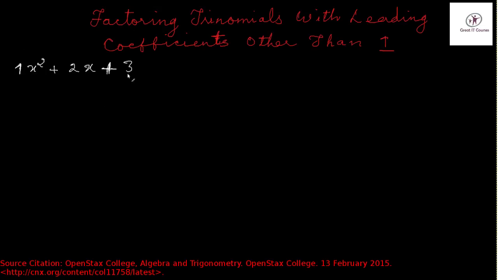Now what happens if I have, for example, a trinomial like 2x squared plus 5x plus 3, and I need to factorize this trinomial? You can see that this trinomial has a leading coefficient of 2, so it's not 1. When you want to factorize this sort of trinomial, the procedure is slightly different, but it's essentially the same. Now let me tell you what I mean by that.